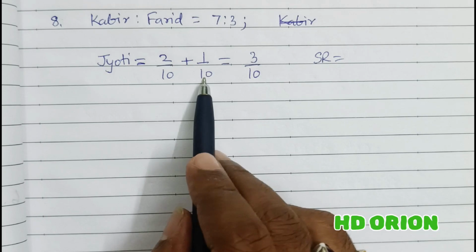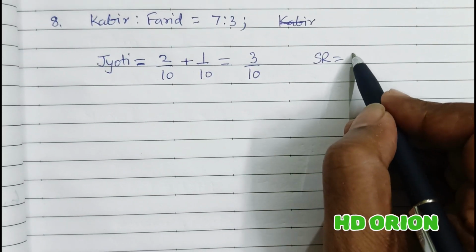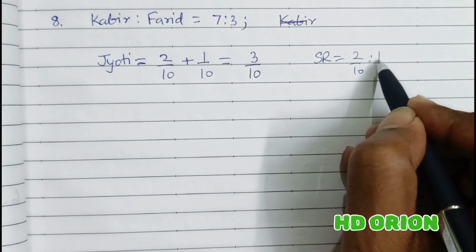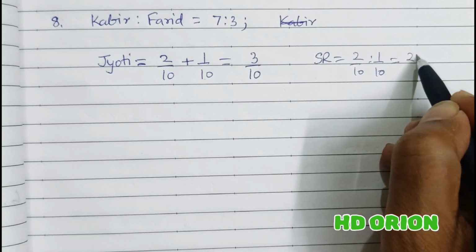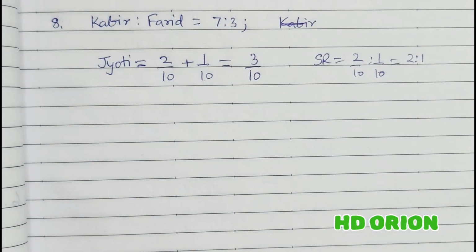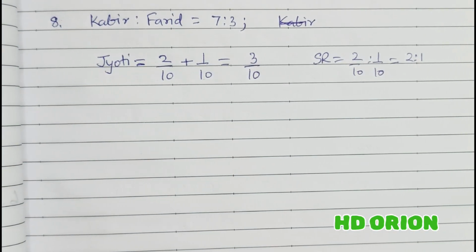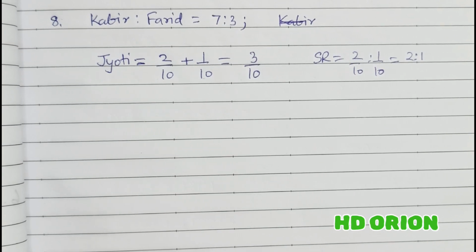And what is the sacrificing ratio? Very smartly you can calculate here. Sacrificing ratio is how much? 2/10 is to 1/10. It is 2:1 is the sacrificing ratio. Very easily and conveniently you can conclude.